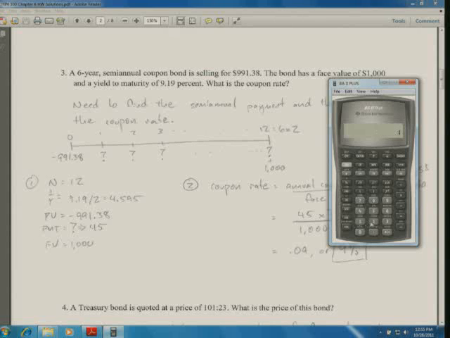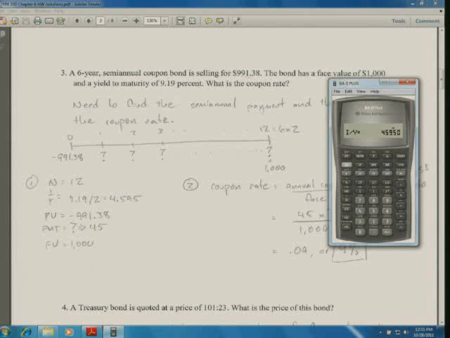Our N is 12, so 12 and then N. Our interest rate, our yield to maturity, is 9.19%. Remember, we have to divide that by 2, because with all bonds, we've always got semi-annual compounding. So our interest rate and our compounding need to match the number of payments per year that we're getting. So 9.19 divided by 2 equals 4.595. Store that as I over Y.